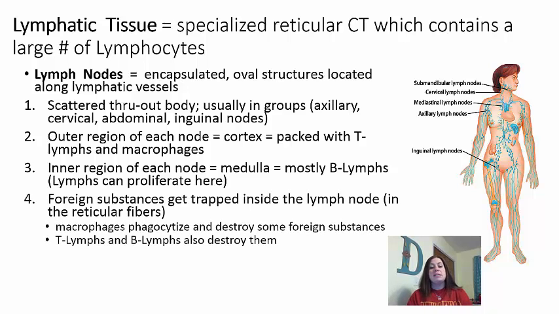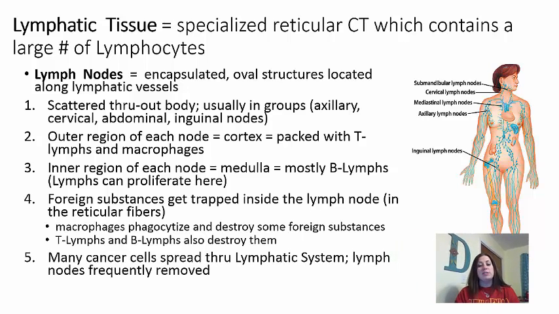Now, foreign substances can get trapped inside of the lymph node in those reticular fibers. This is when macrophages will come in and phagocytize, or eat, and destroy the foreign substance, or T lymphocytes and B lymphocytes can also help destroy them depending on what the foreign invader is.